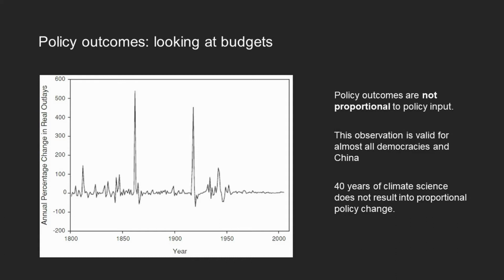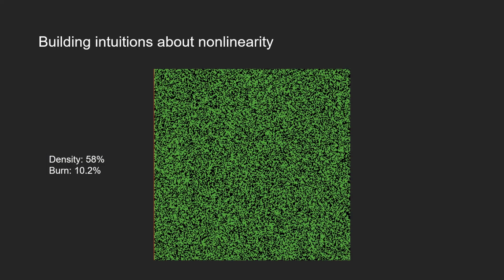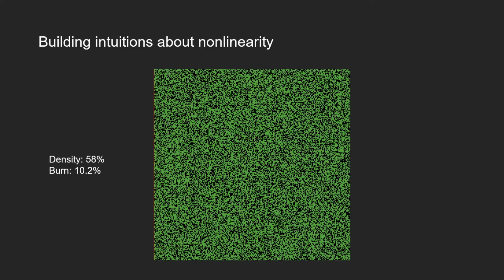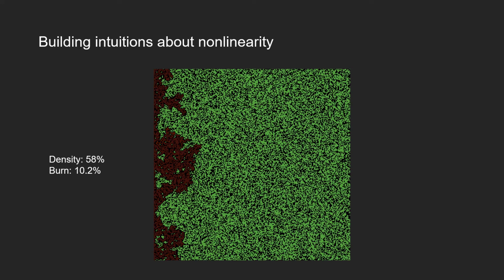So the process is non-linear. It's not like you have an input and then an equal output. To build intuitions on non-linearity, this is a forest fire model, which says that a forest will burn as a function of the density of the trees. Here you have 58% density: the green are trees, and 58% of this square is covered with trees. That leads to the forest burning around 10%. Okay, cool. Doesn't mean anything for policy yet.